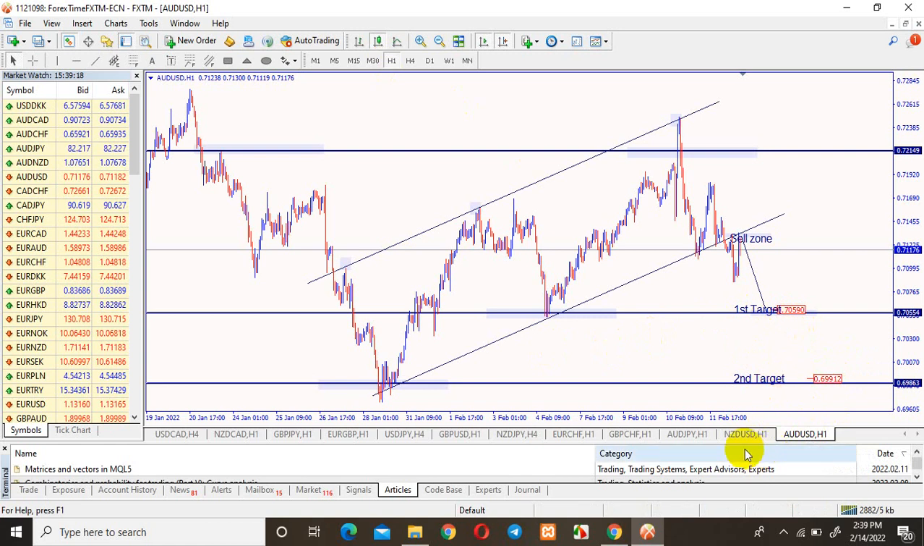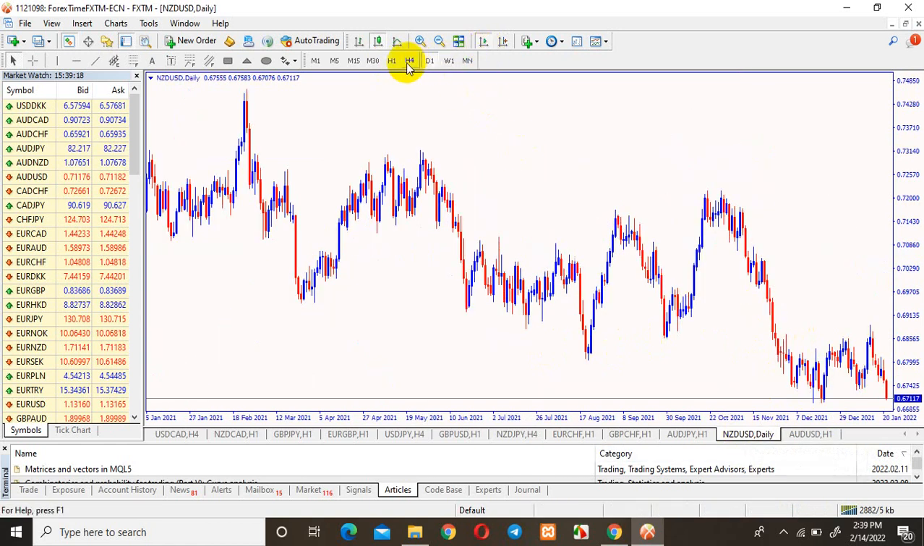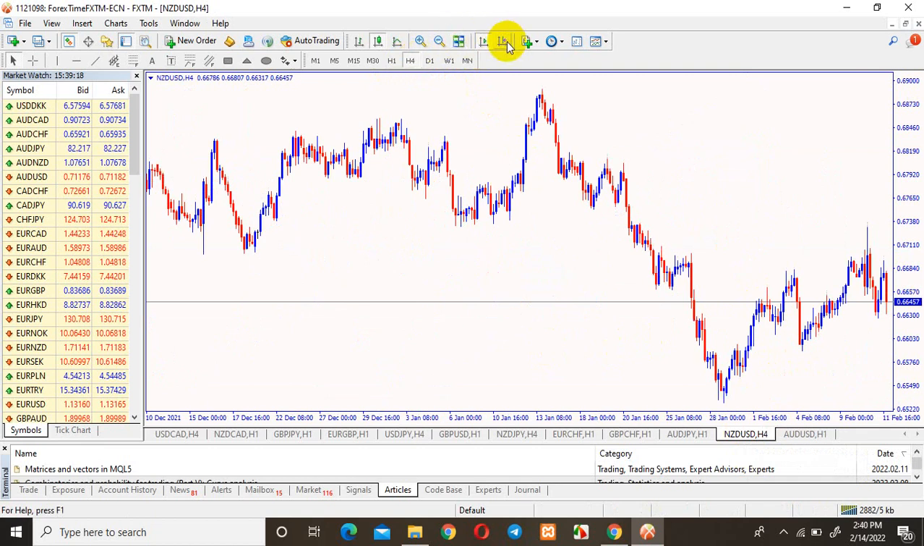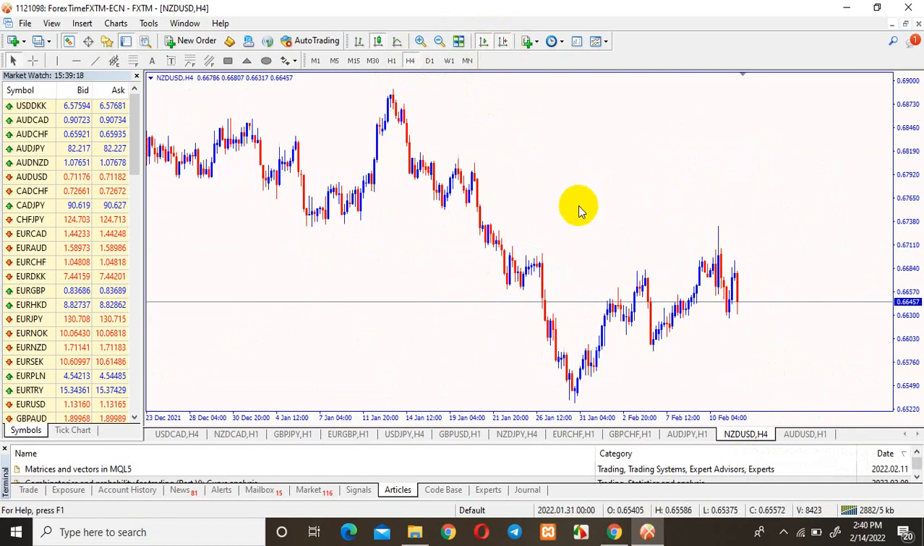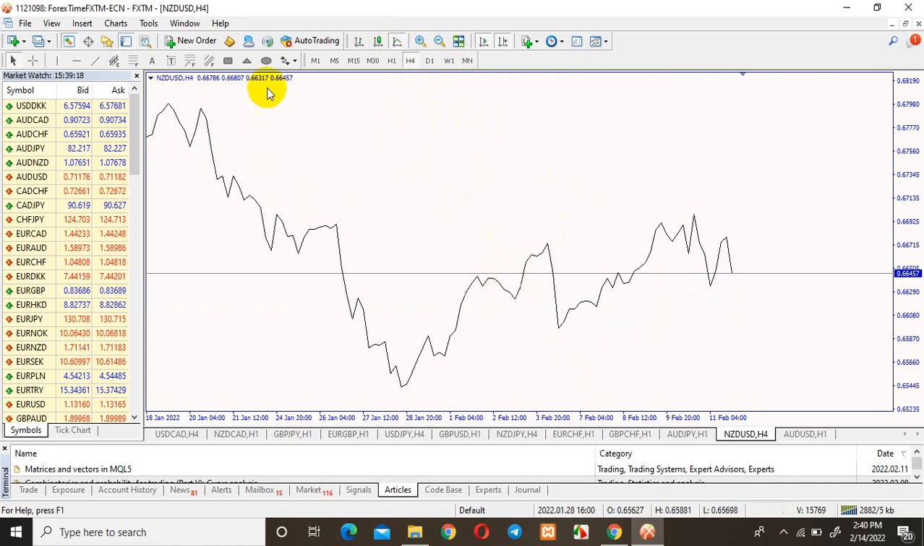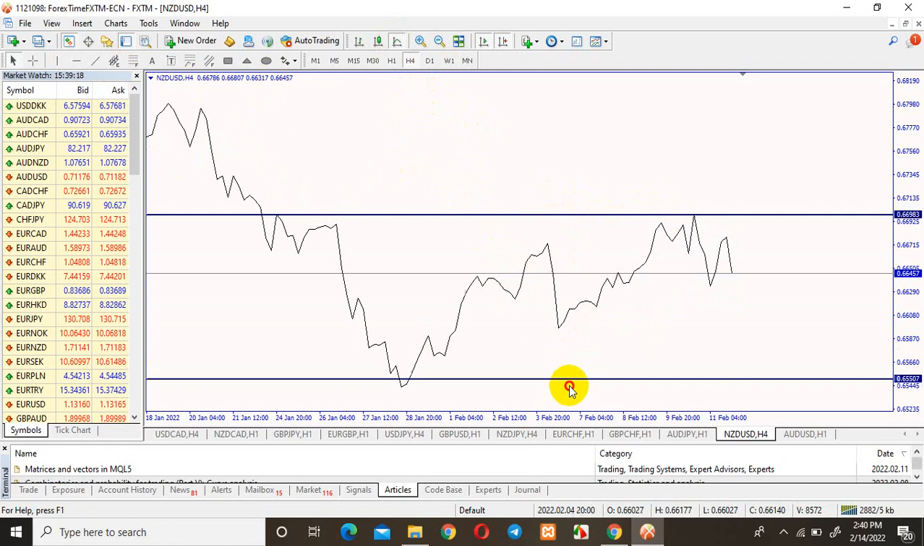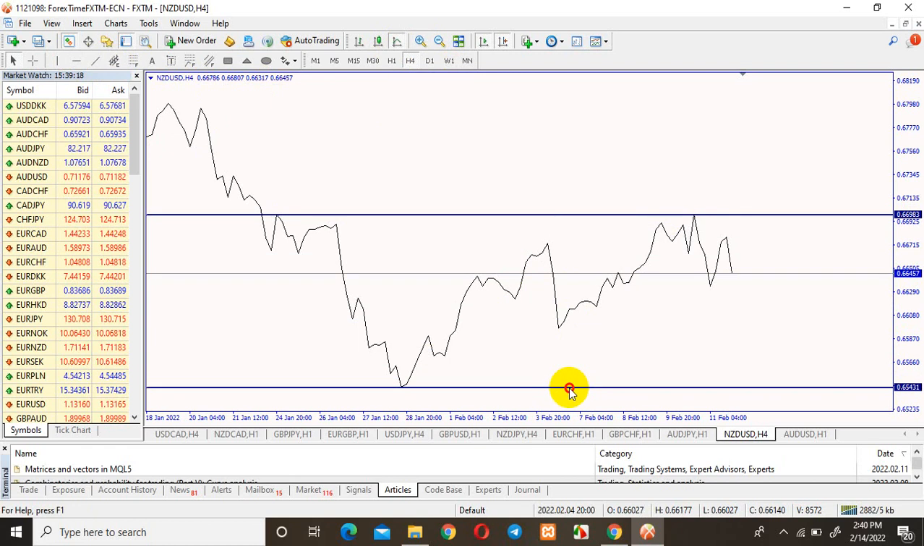Okay, let's move to NZD USD. NZD USD. First of all, I move to my H4 charts. This one looks like the first chart. Now, what do I do? I go to my line chart first. On my H4, I go to my line chart. On my line chart, I have price that has already tested here as a resistance. This is it. And if I move further down, I see price is already on a support.